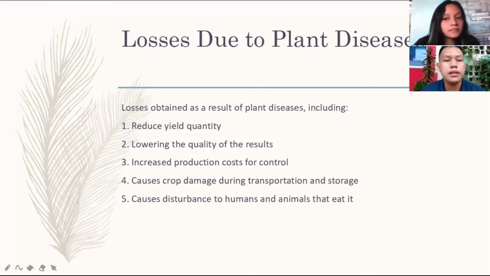Loss due to plant disease. Losses obtained as a result of plant disease include, first, reduced yield quantity; second, lowering the quality of the crops; third, increased production costs for control; fourth, crop damage during transportation and storage; and fifth, disturbance to humans and animals that eat it.